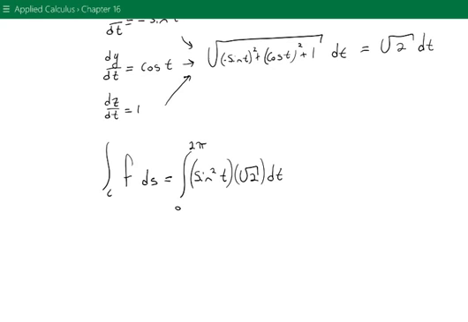We're going to have to use a power reduction formula to integrate sine squared, so we're going to get root 2, the integral from 0 to 2 pi of 1 minus cosine 2t dt. This is something we've integrated a lot in the past, and actually this is over 2. And we're going to get root 2 pi.